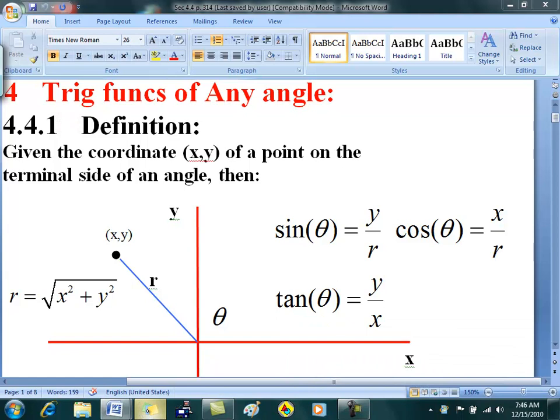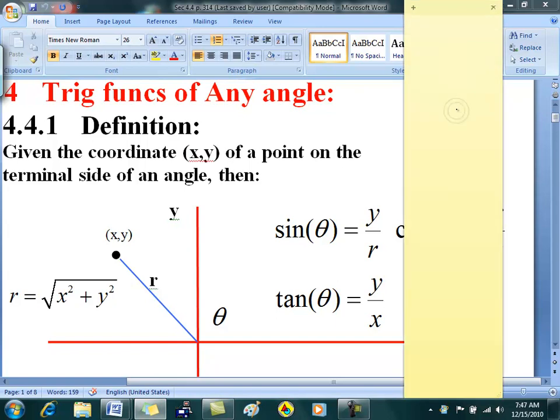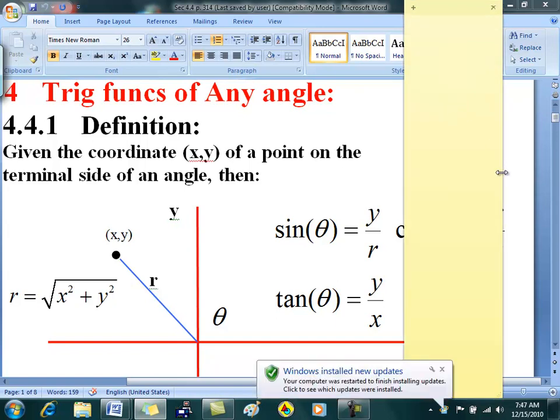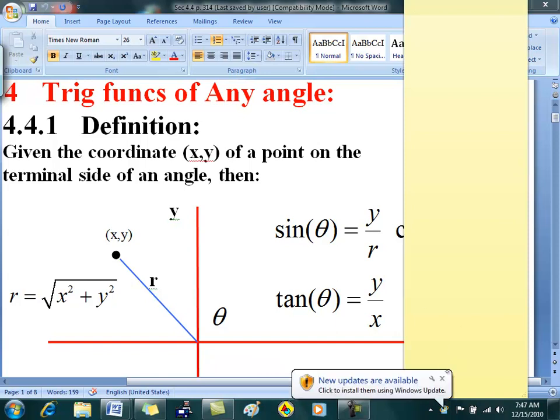So let me make sure that you understand which angle it is that I'm talking about, because for some reason I couldn't get the notation in there. Okay, I know. Shut up.